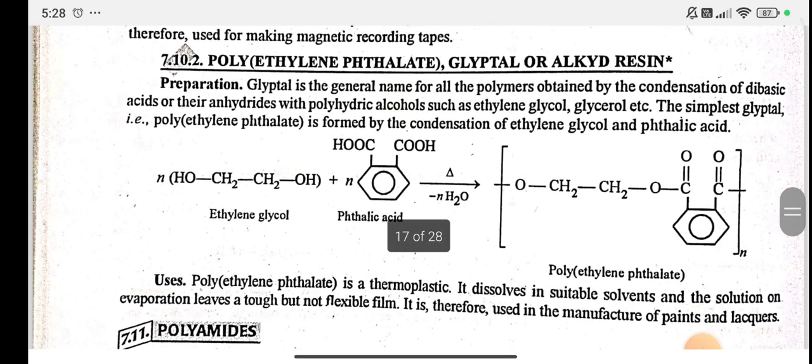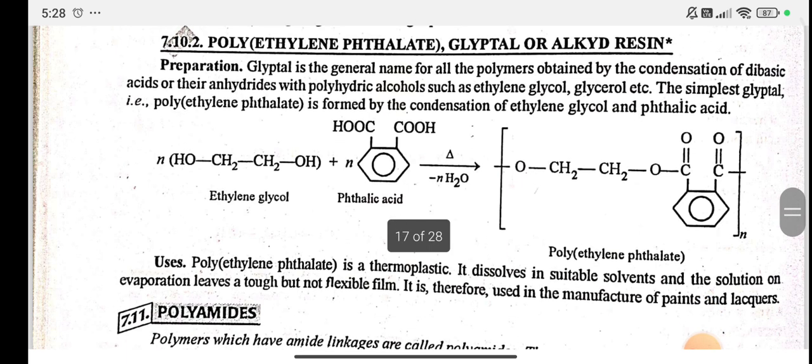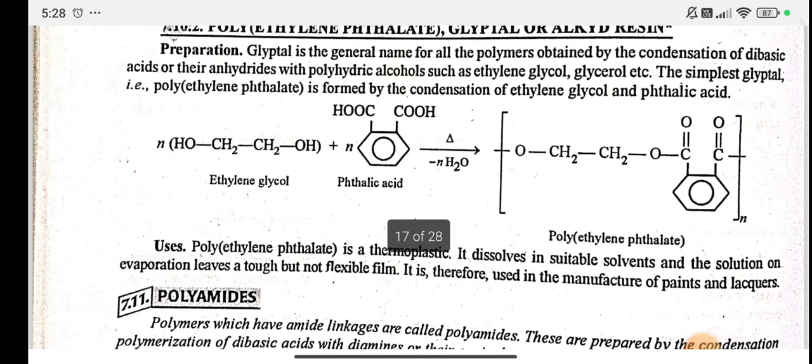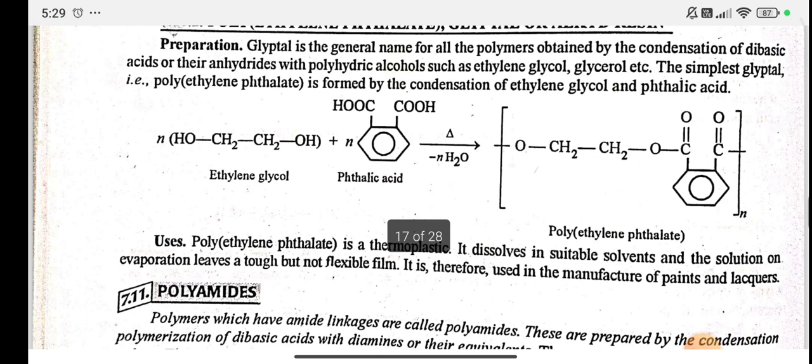Polyethylene phthalate. Preparation. Glyptal is a general name for all polymers obtained by the condensation of dibasic acids and their anhydrides with polyhydric alcohols such as ethylene glycol, glycerol, etc. The simplest glyptal, polyethylene phthalate, is formed by the condensation.